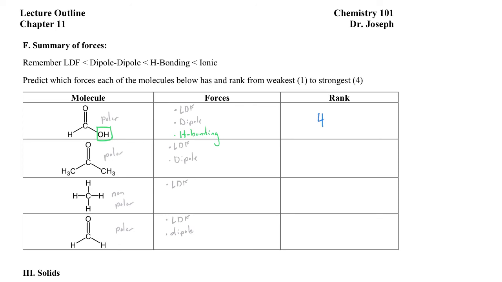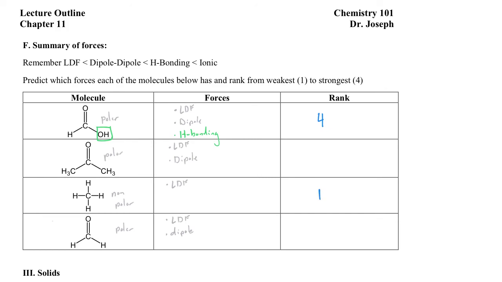Now let's see if we can find the molecule with the weakest forces. Now notice the molecule methane, CH4, that I have here, which is nonpolar, only has London dispersion forces. That would make it definitely the weakest. So let's put number 1 for methane.